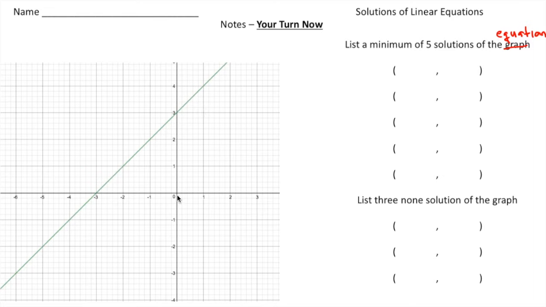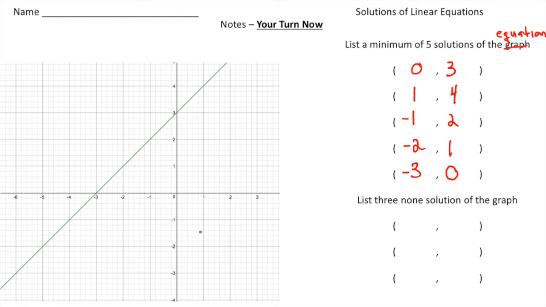So one point could be x is 0, y is 3. So 0 and 3 is one solution. Another solution could be x is 1, y is 4. Another solution could be x is negative 1, y is 2. Another one could be x is negative 2, y is 1. And then x could also be negative 3, and y could be 0. Now, you don't have to have these in this order, because these are all common solutions.